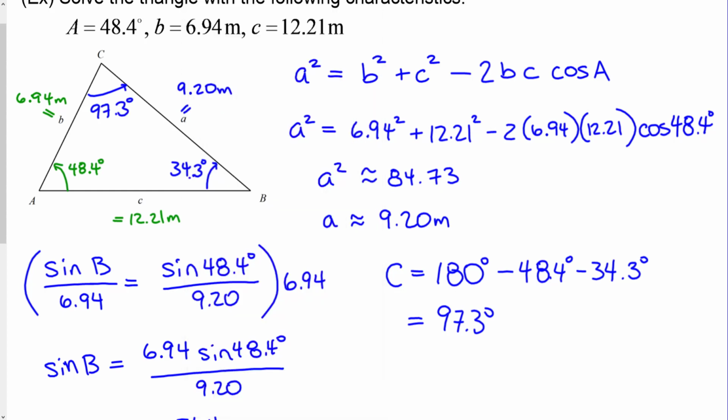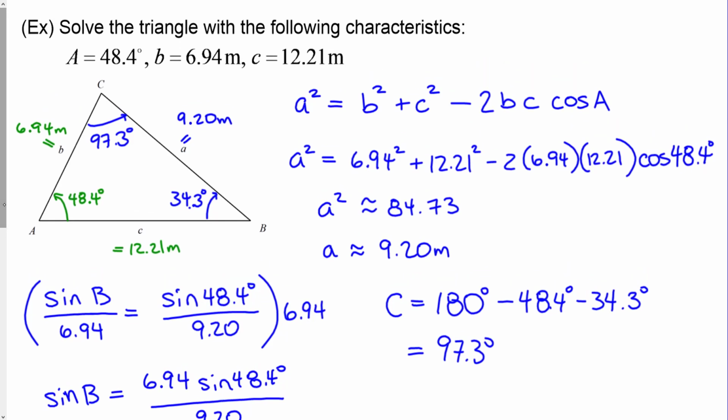And once we have all of the angles and the missing sides solved for, we have solved the entire triangle. So we are all done at this point.